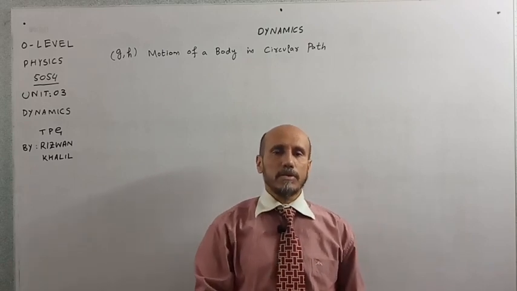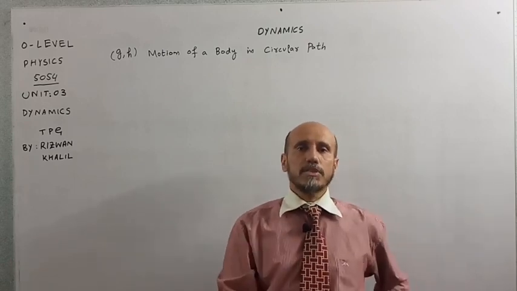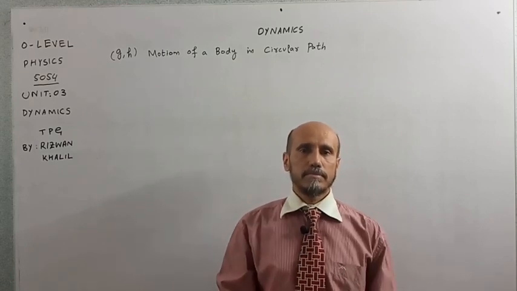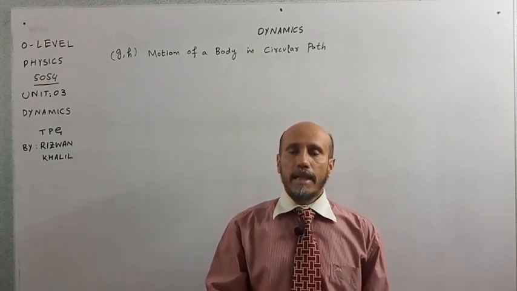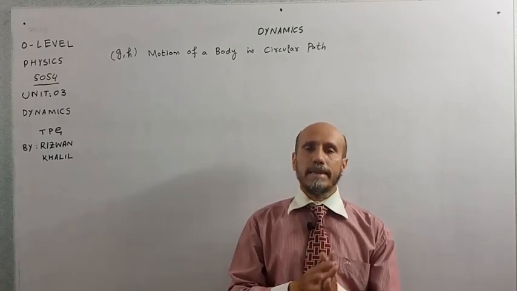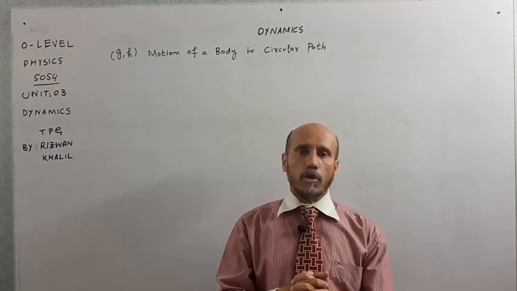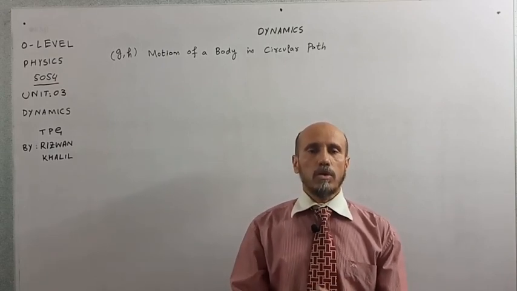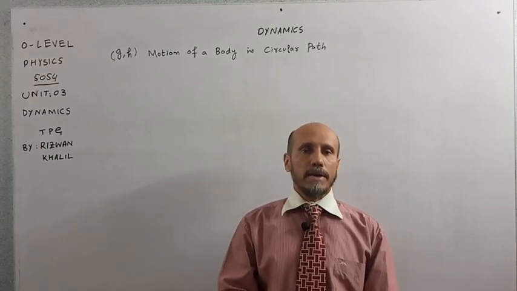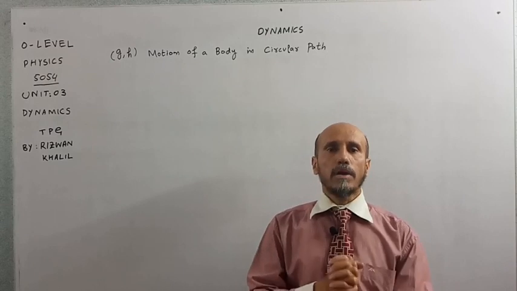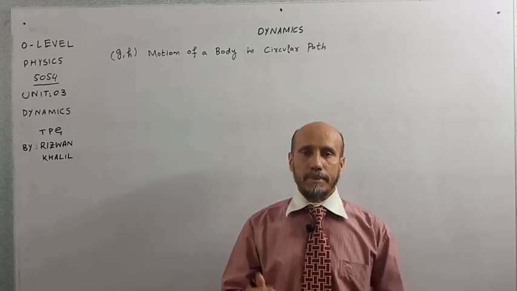Another example of circular motion from daily life is the motion of the earth around the sun, which is called circular motion. Another example is the motion of electrons revolving in orbits around the nucleus, which is called circular motion. So let's see what kind of parameters are involved in circular motion, or how circular motion happens.